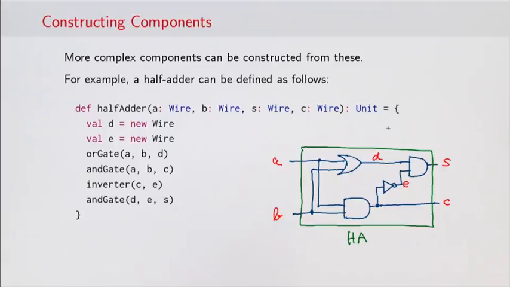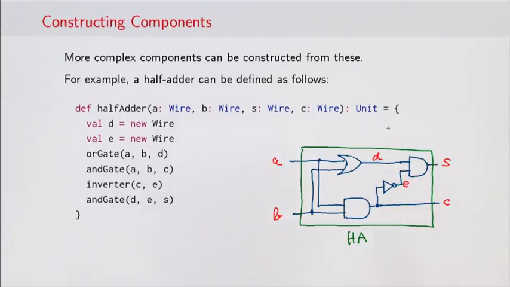So let's see how we would express our half adder using this language. So a half adder then is a circuit that takes 4 wires, the 2 inputs A and B, and the outputs S and C. What we need to create then is 2 internal wires, that's the D and the E, that's done here. And then we place an OR gate between A, B, and D, that's that gate here. We place the AND gate between A, B, and C, that's that gate here. We place the inverter between C and E, here you see it. And finally we place the AND gate between D, E, and S.